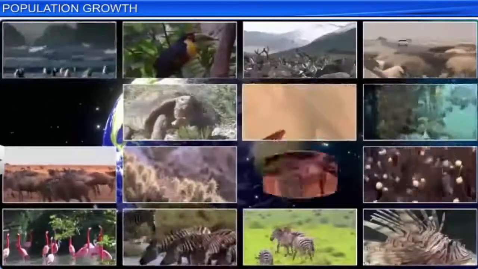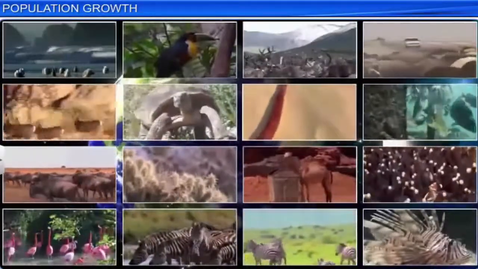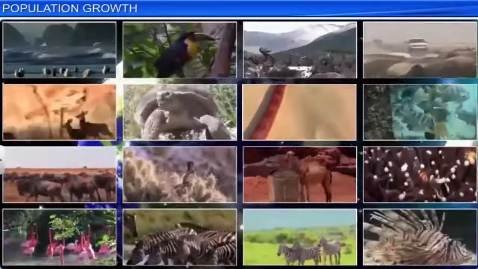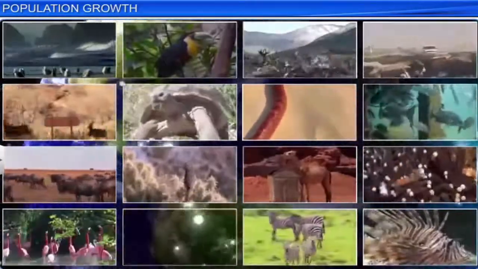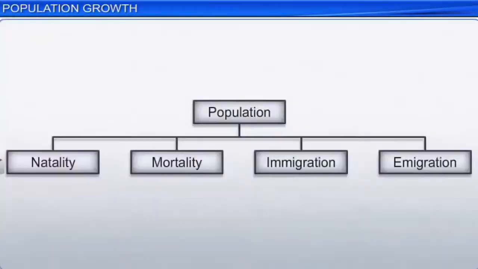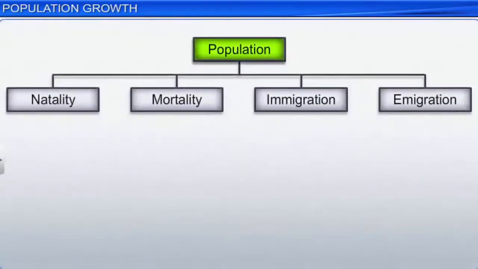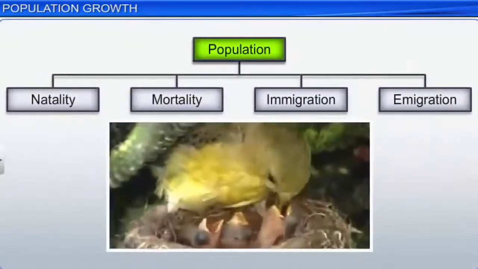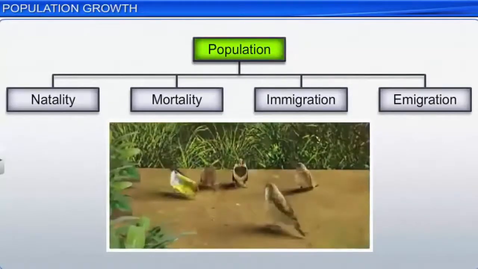Populations of all organisms on planet Earth are dynamic as they are constantly changing due to their interactions with various biotic and abiotic factors. At any point in time, in a population, some organisms are born, some die, some immigrate, while some emigrate.